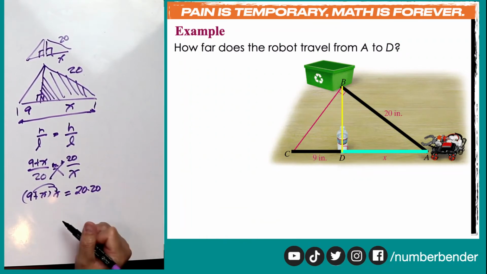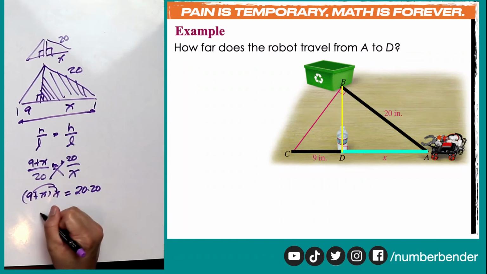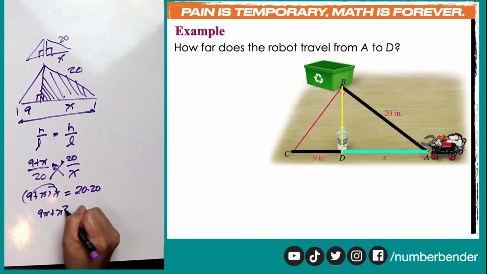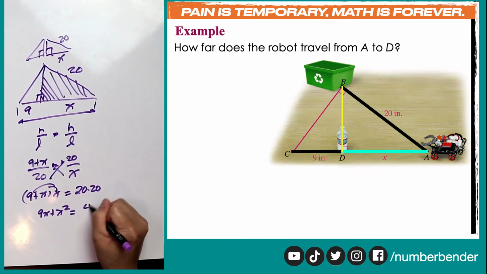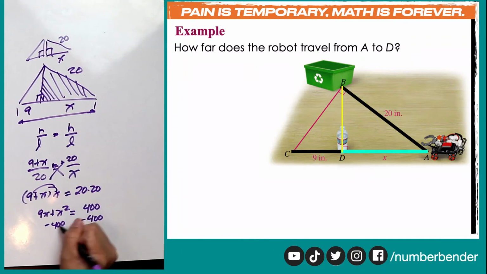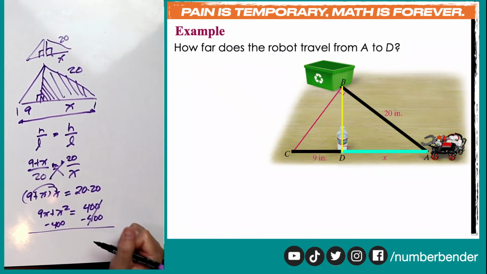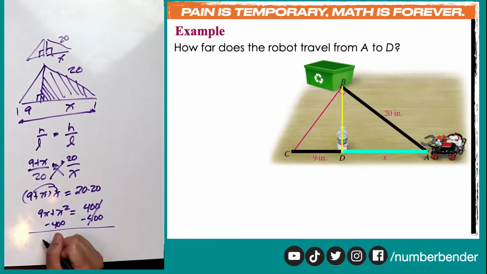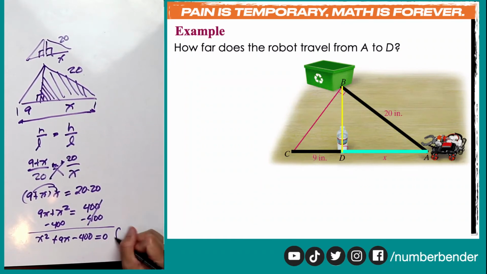And by simplifying our equation, we'll have 9x plus x squared is equal to 400. By subtracting 400 on both sides, we produce a quadratic equation that is factorable. So our standard equation would be x squared plus 9x minus 400 equal to 0. And from here, we'll be able to use factoring.